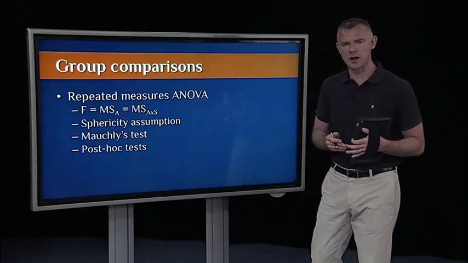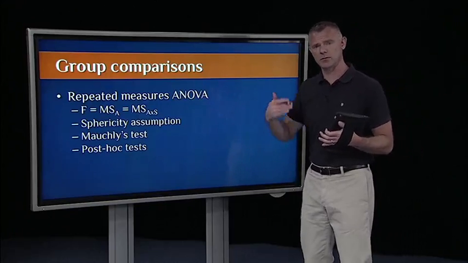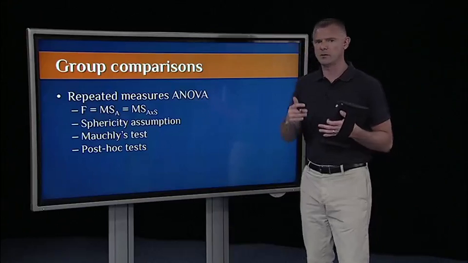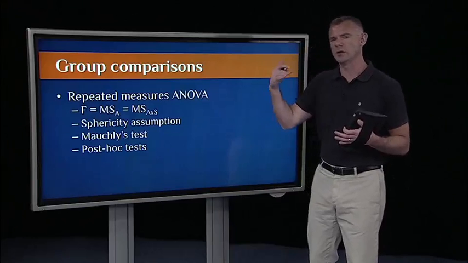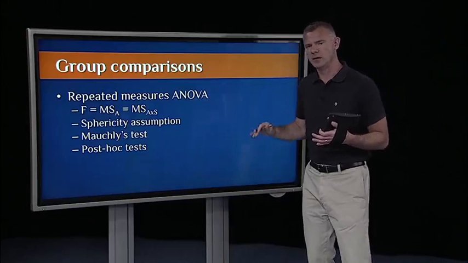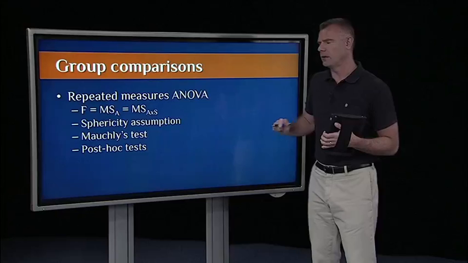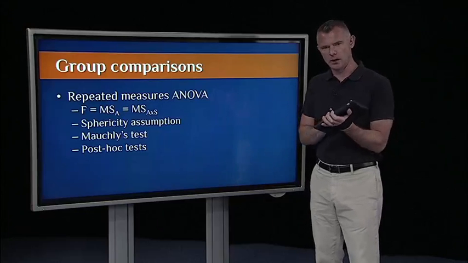Again, we dealt with post hoc tests because if we do post hoc tests, we have to protect against that possible inflation of the probability of type 1 error. Again, we did the Holm procedure and then the Bonferroni procedure to deal with that.